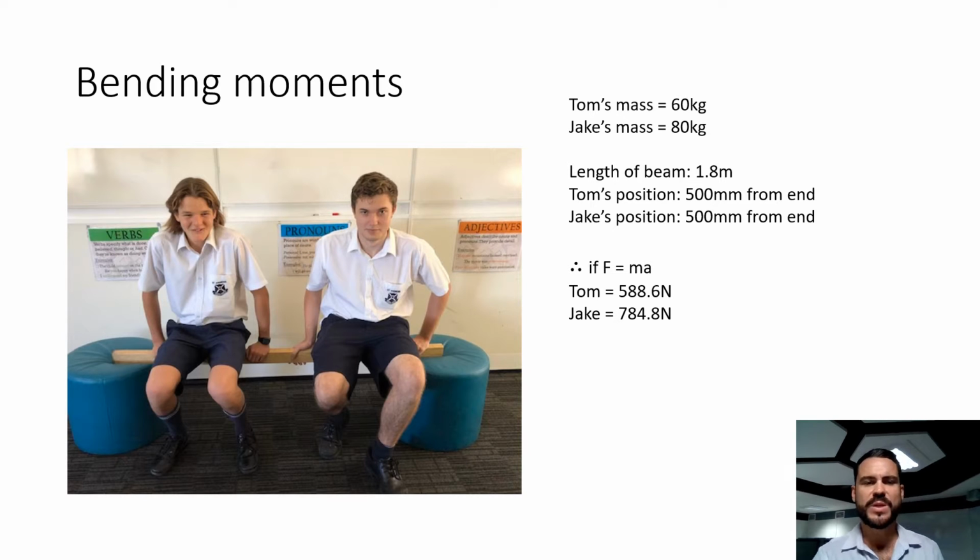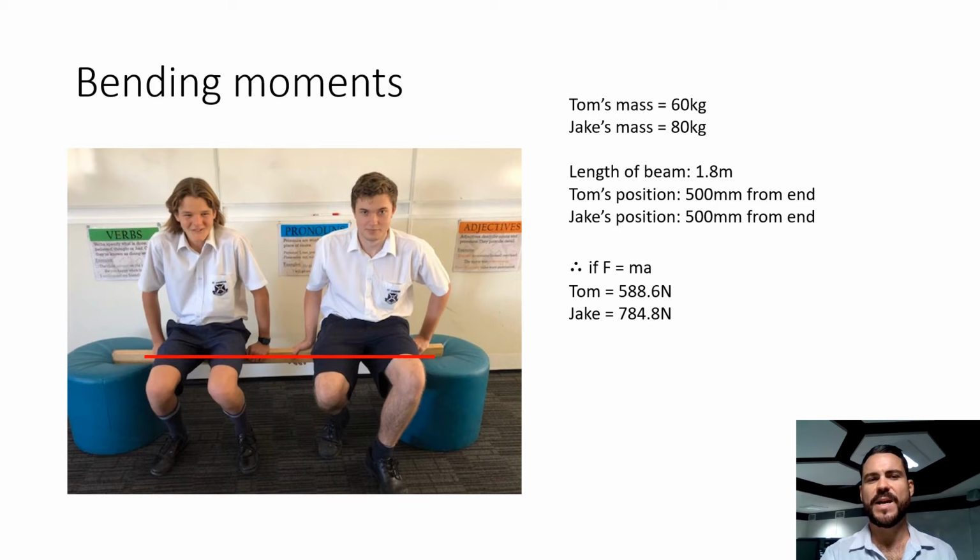So in this particular example, we've got two students sitting on a beam, and I've gone and worked out that Tom has a mass of 60 kilograms, Jake has a mass of 80 kilograms. The length of the beam is 1.8, and they're both sitting an equal distance apart. I've then gone and worked out what their total weight is in newtons, which is seen there. Now, really, what we've got here is a beam that they're sitting on that's positioned like that.